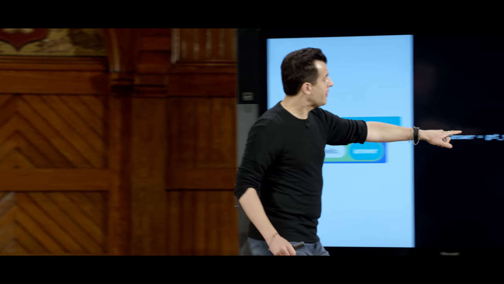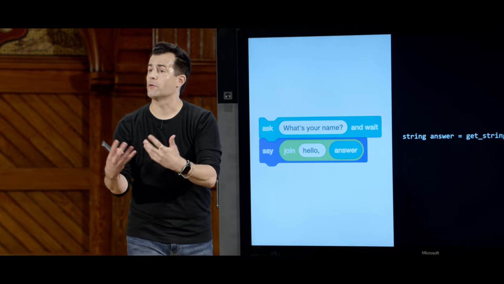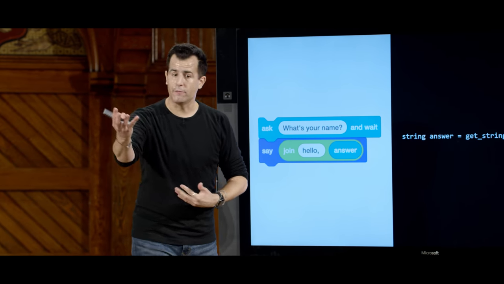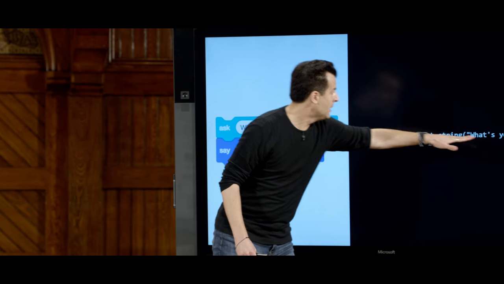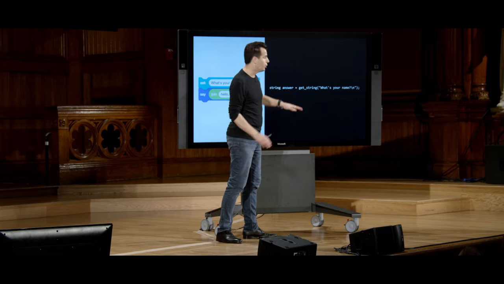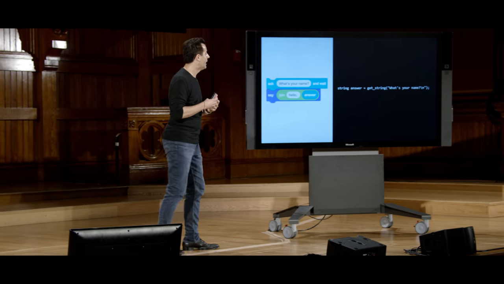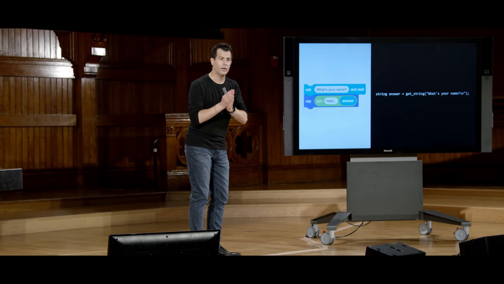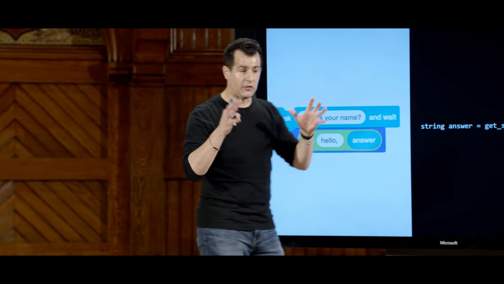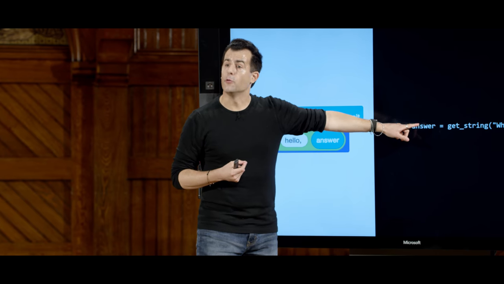So if this getString function, just like the ask function, asks the user for their name and hands back a value, you want to put that name into a variable called answer from right to left. Just as we wrote it from right to left, so do you think about it executing from right to left. So at this point in the story, we now have somewhere in the computer's memory, in a so-called variable, the user's answer to their name.